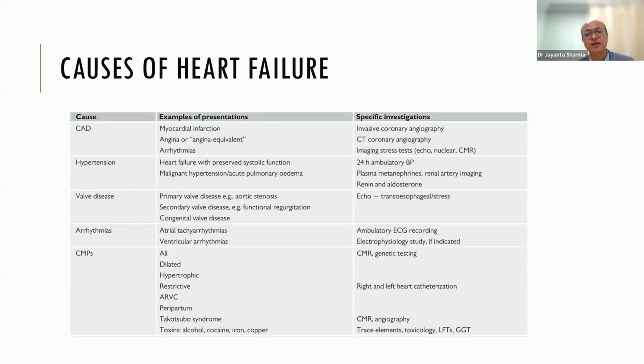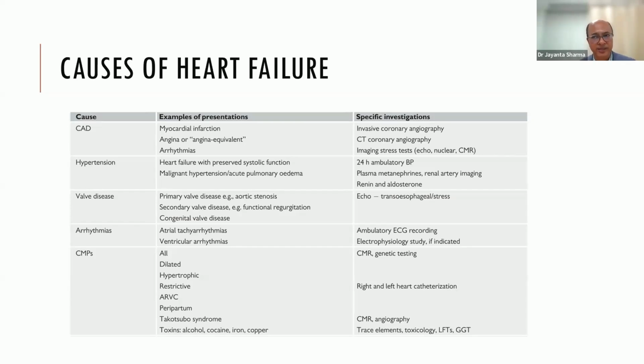The second most common cause of heart failure is hypertension, because hypertension is one of the most common non-communicable diseases and one of the predisposing factors of heart failure in elderly patients. What happens there? Heart failure with preserved systolic function, or if the patient is having malignant hypertension, the patient may present with acute pulmonary edema and heart failure.